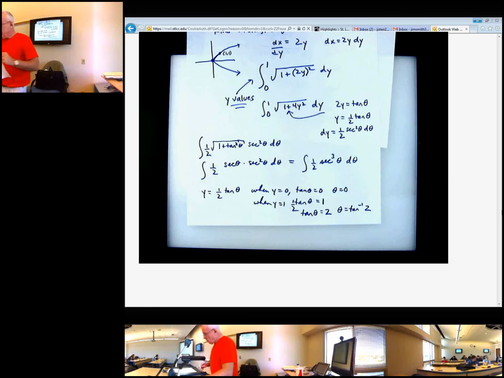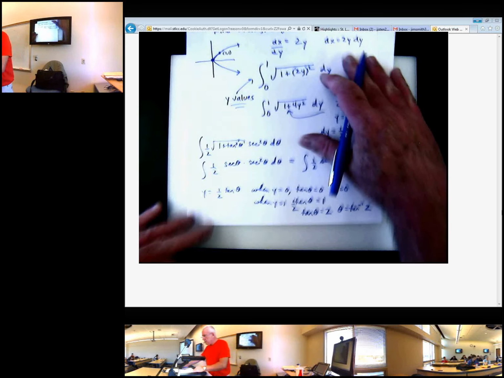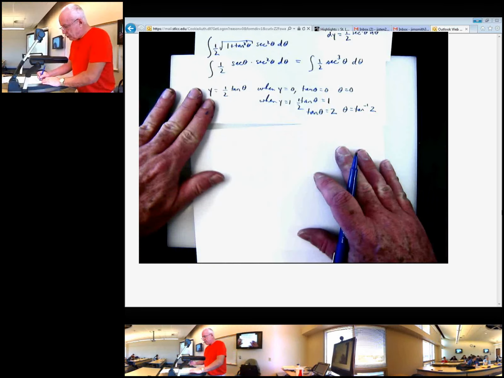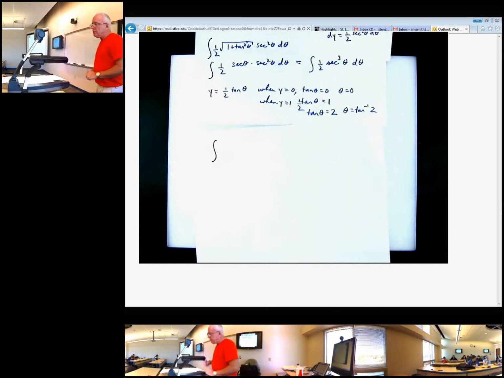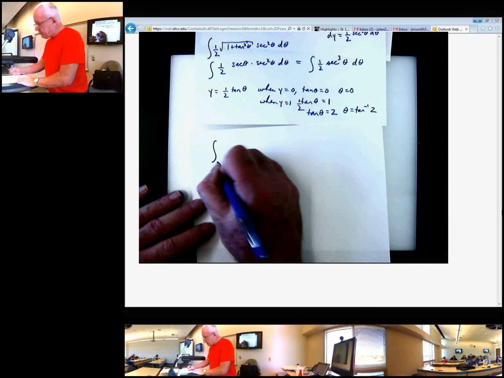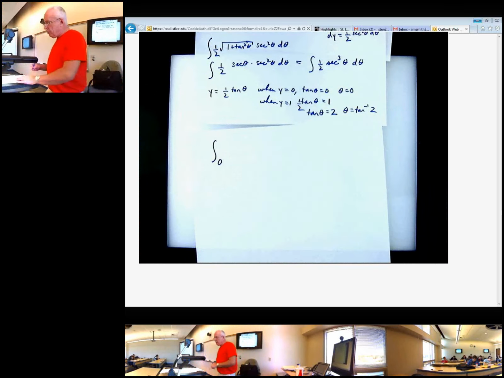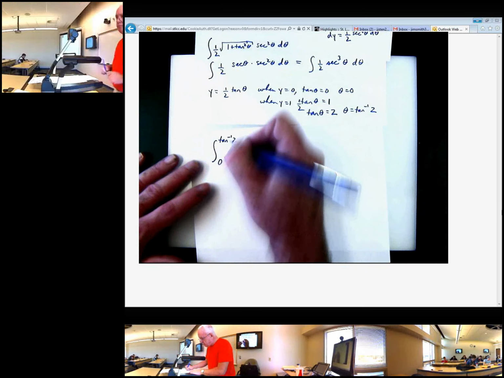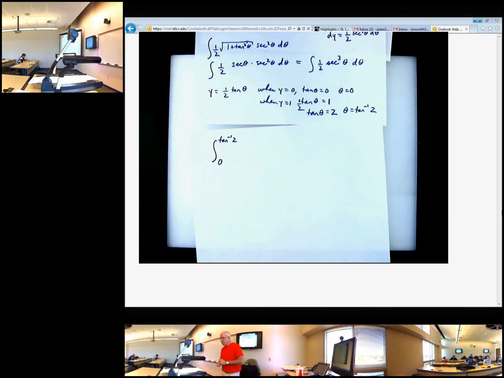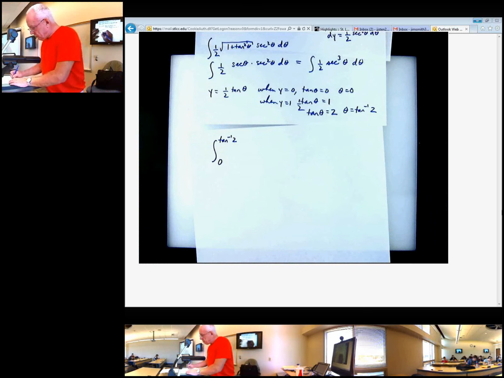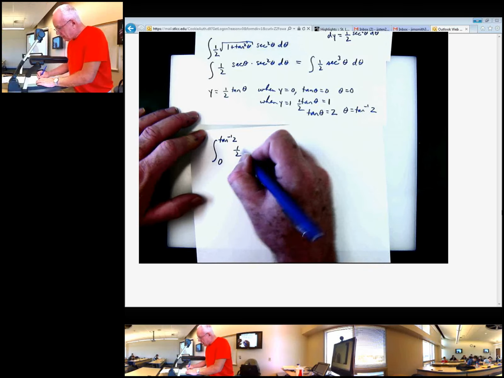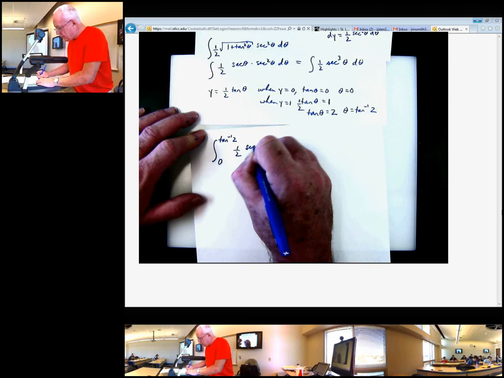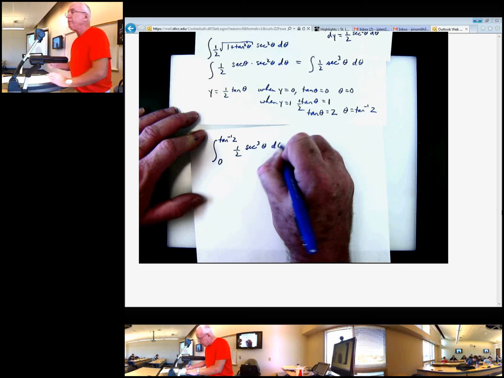All right. So let's see what this comes out to be then. We're going to change those limits of integration. So the first one now is going to be a 0, and the upper limit is going to be the tan inverse of 2. And then the rest of our integral is 1/2 secant to the 3rd power theta d theta.